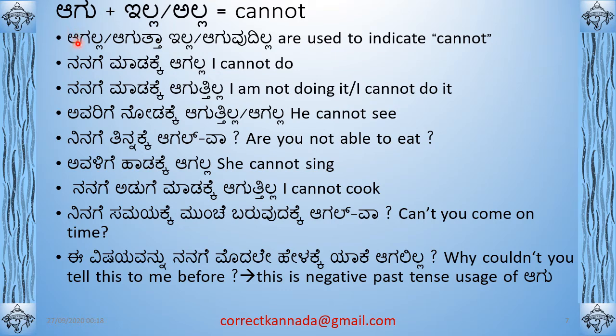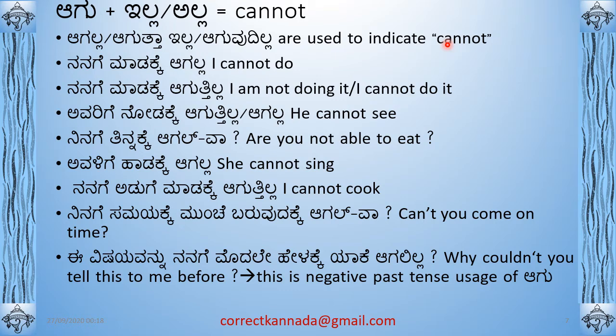How agu is used to indicate cannot. Agu plus illa alla. Okay. Agu, as you know, is become. So agalla, agutta illa, agudilla. All these indicate cannot. When somebody is asking you to do something, and you just want to reject it, you just feel like you don't want to do it, you just say agalla, which is good enough, saying I cannot do.